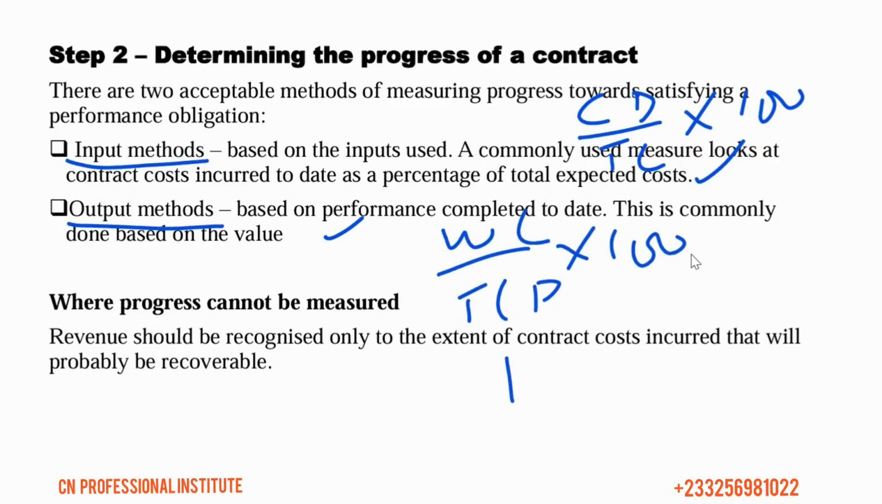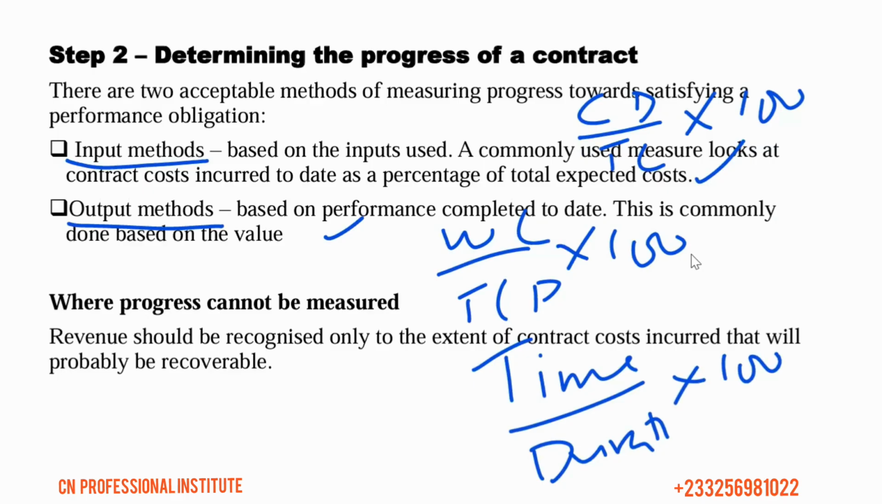Or we can use time spent over total duration by 100, right? So this is it. With the input, it is cost to date over total cost by 100. And then the output is work certified over total contract price by 100, or time elapsed over total duration. So step 2, that's what we looked at previously, I think in the last slide, right? We look at how to get the progress. So step 2, determine the progress.